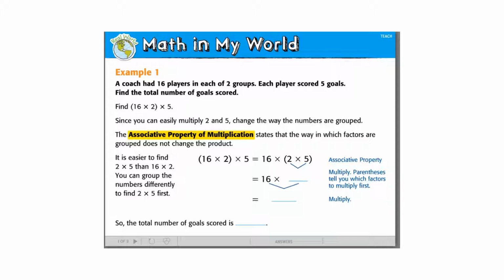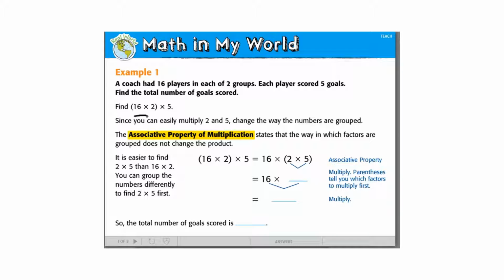So example number 1 says, a coach had 16 players in each of 2 groups. Each player scored 5 goals. Find the total number of goals scored. With a question like this, it's a word problem and you have to figure out what numbers you're multiplying, and if you're supposed to multiply, add, or subtract. That's one of the main questions people ask me when we get started on the homework. Am I supposed to multiply here or add here? If a coach has 16 players in each of 2 groups, that's where they came up with 16 times 2 here.